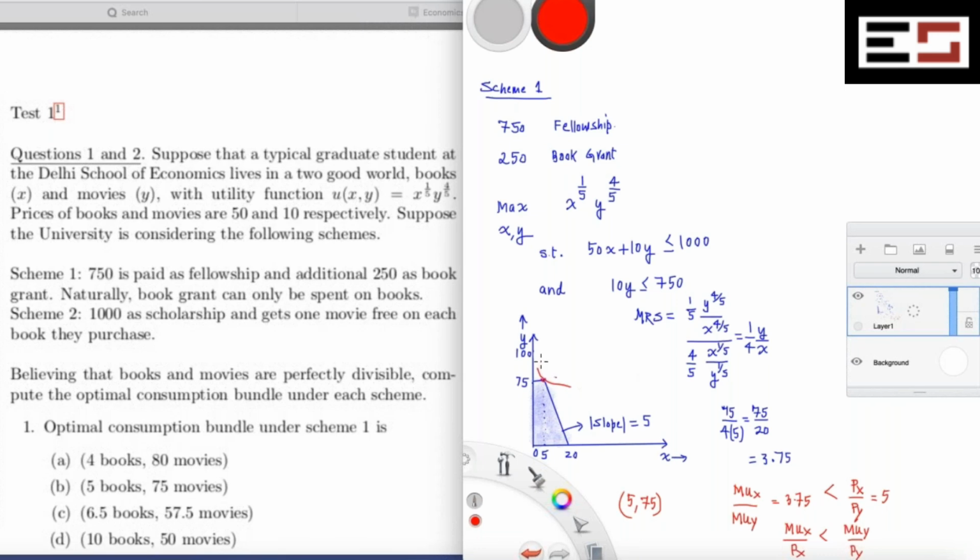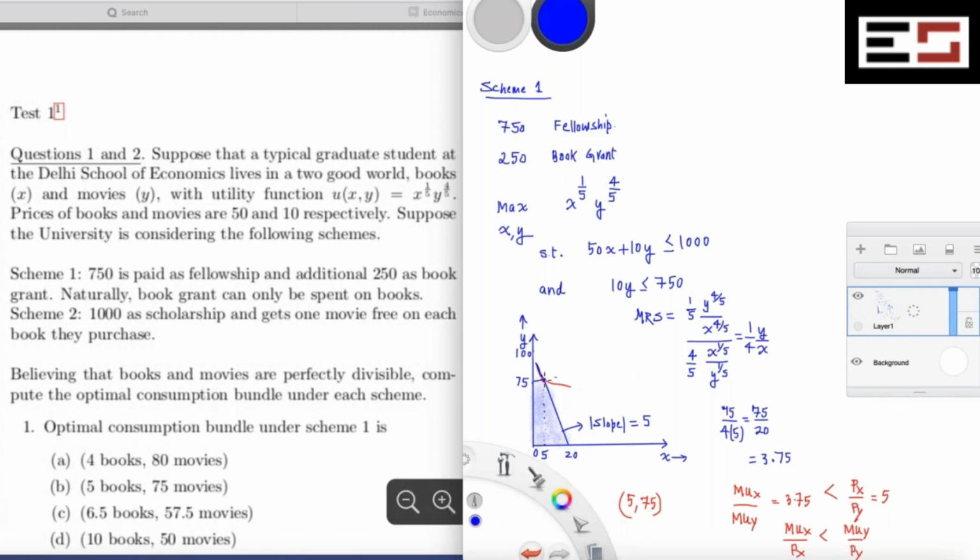So while you would be interested in moving your money from books to movies, because you have already exhausted your fellowship on movies, you cannot do that further. You cannot take money out of the book grant and put it in the movies. That is not possible. And since that's not possible, you'll stop here and you'll buy exactly 750 worth of movies and 250 worth of books.